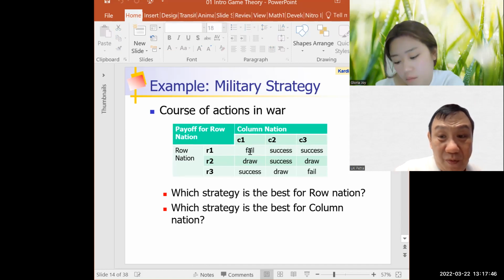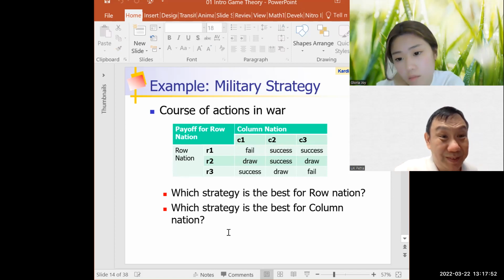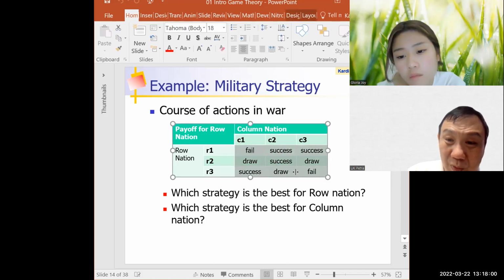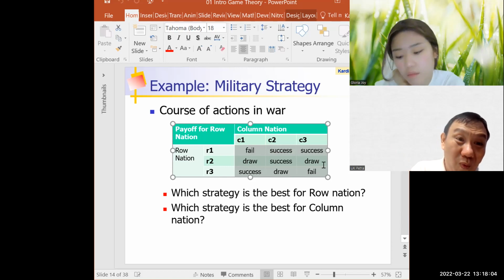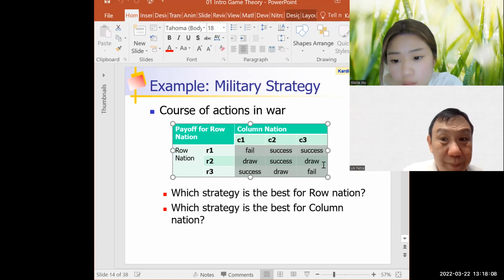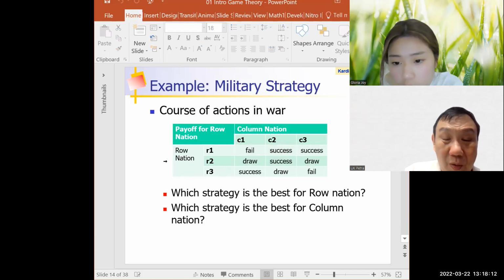Okay, so fail for the row nation means success for the column nation. Can you get it or not? So remember that when we get this table, you should know that this table is always for the row. That means the opposite is for the column. Okay, that's how we throw.